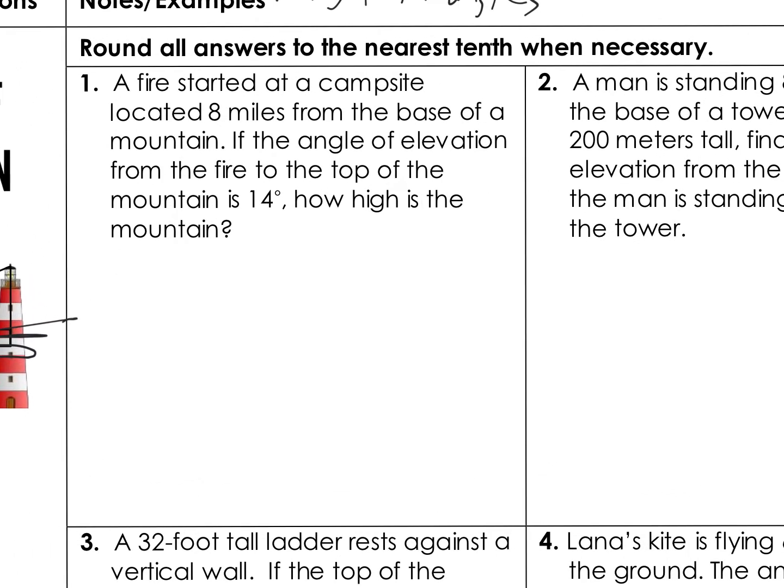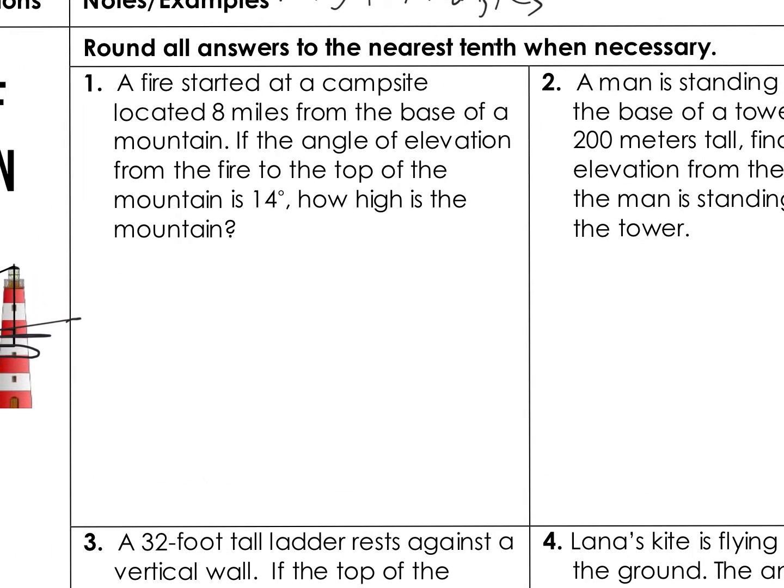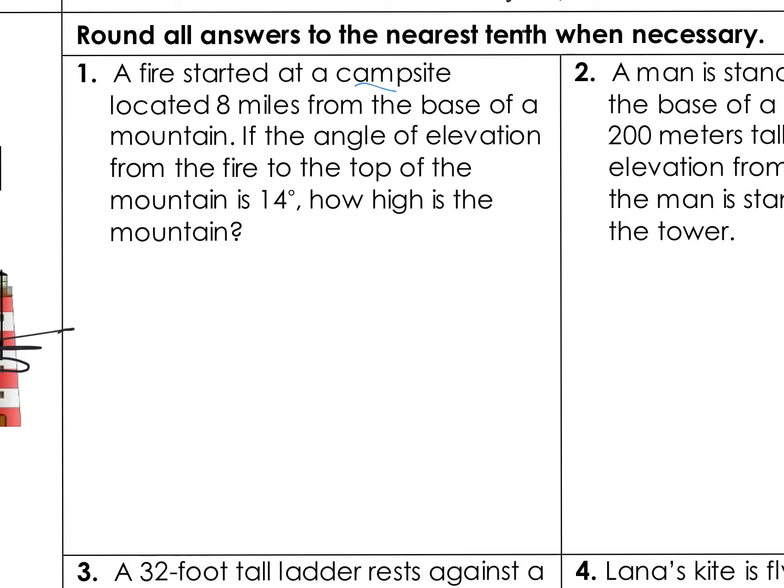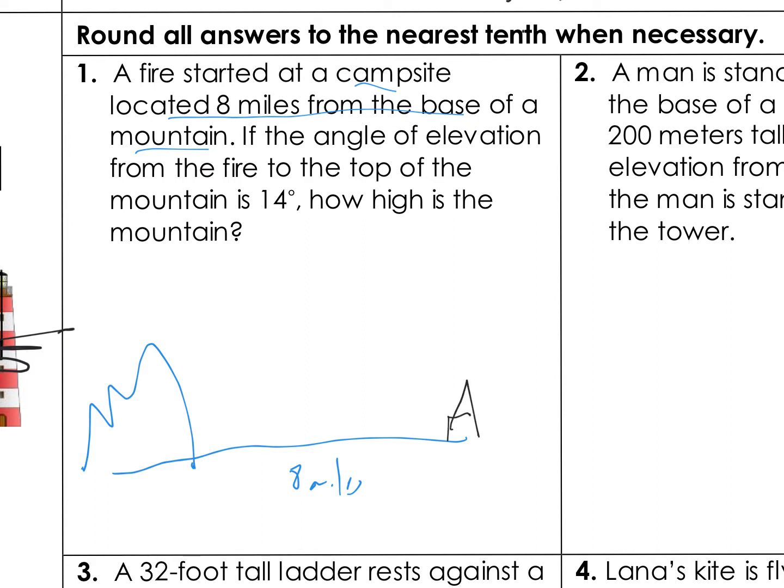Now, most of this is just setting up a triangle. Drawing a triangle, right triangles, we're only doing right triangles, and labeling what they tell us and finding whatever else they want. It's the same as solving for triangles. So this is: a fire started at a campsite located 8 miles from the base of a mountain. So let me do my mountain here. Here's my mountain. 8 miles away, there was a campsite, so people were staying in some tents, and there was a fire. There it is.